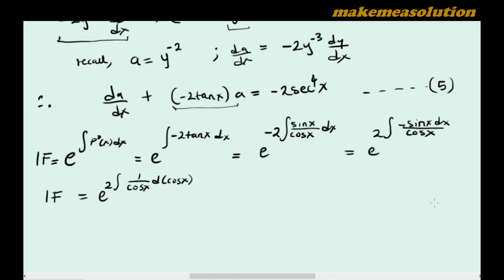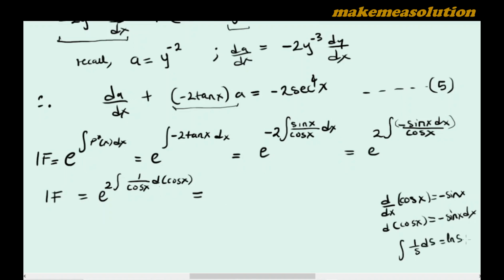If you've been following my series, I was able to establish that if you differentiate cos x, you're going to get minus sine x. So d of cos x is minus sine x dx. That is why you see me replacing this minus sine x dx with d of cos x over here. And anytime you're integrating 1 over something with respect to something, you're going to get ln something, plus whatever you want to have as a constant of integration.